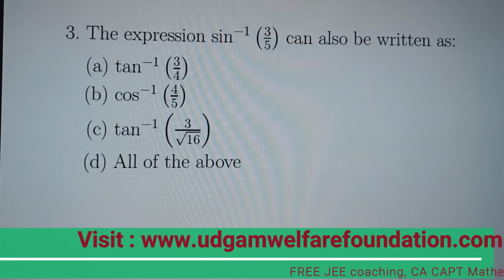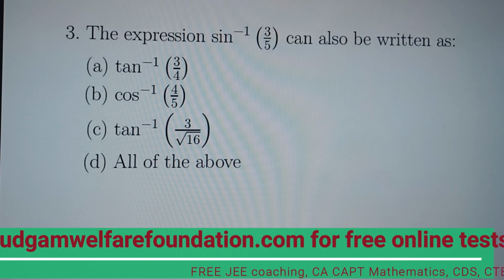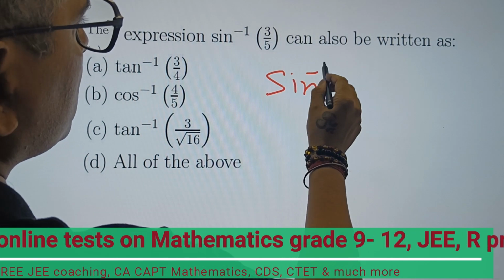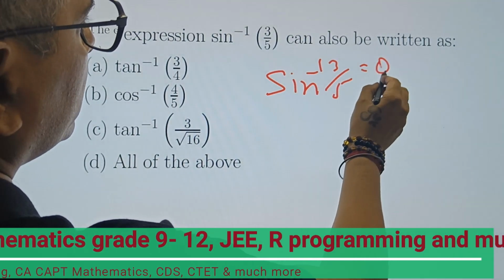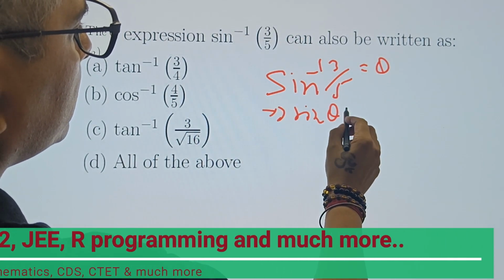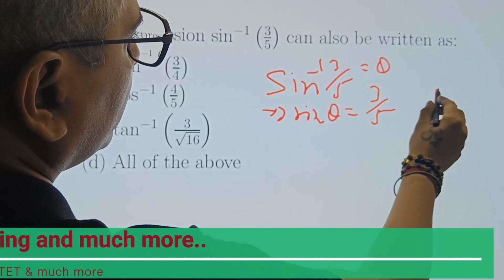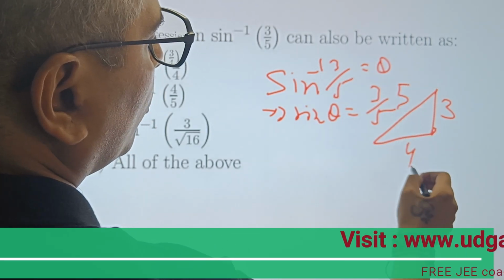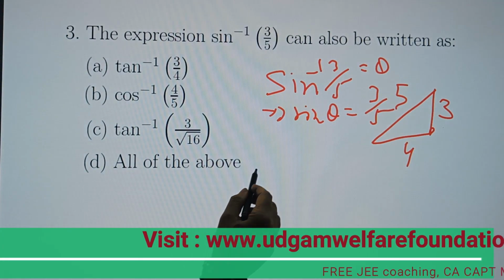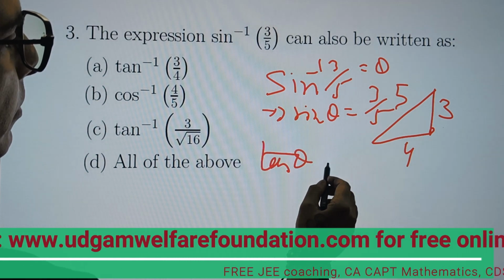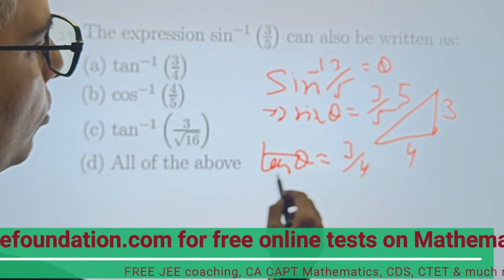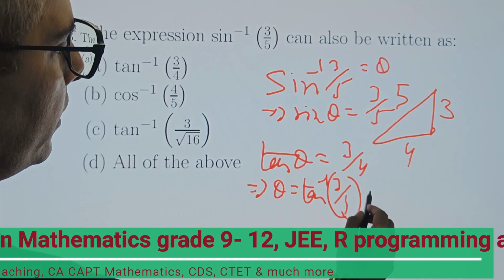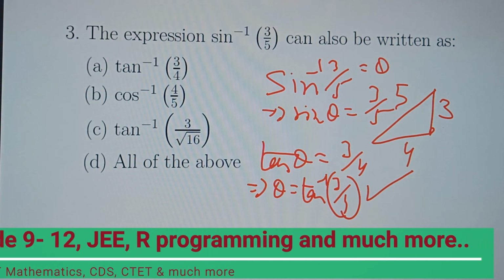So student, this is our next question. The expression sine inverse 3 by 5 can also be written as, let us say sine inverse 3 by 5 is equal to theta, so this implies sine theta equals 3 by 5. If we draw a right angle triangle, then it is very simple, 3, 5 and 4 here. Now if we see, then tan theta we will be getting what? 3 by 4, or this implies theta is equal to tan inverse 3 by 4. Very simple, right?